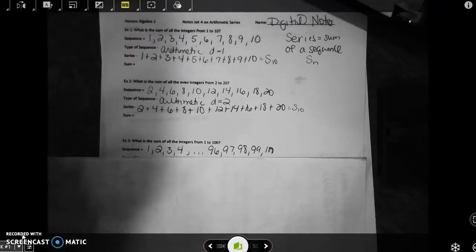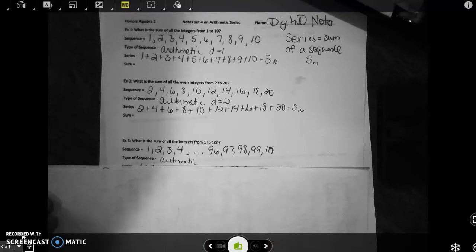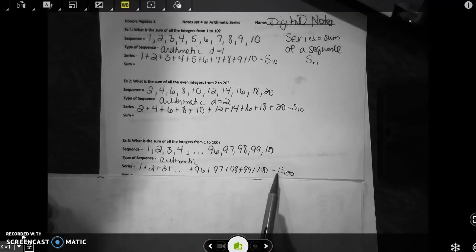Then we're going to talk about all the integers from 1 to 100. And no, I didn't write all those out. Notice I just used dot dot dot. That means the pattern continues. It's arithmetic because our common difference is 1. I changed all the commas to addition signs. And so there are 100 terms in that series, so I use S sub 100.